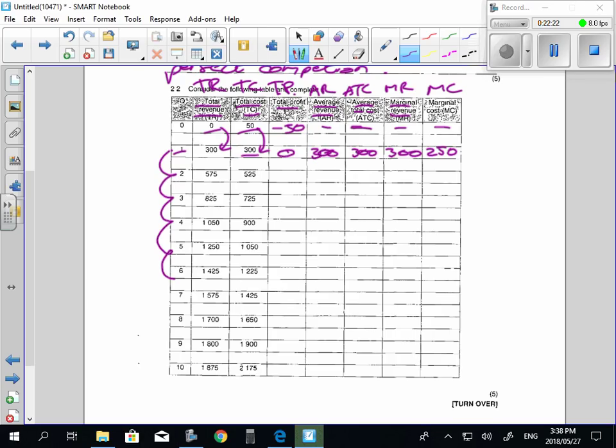Okay, so let's do our total profit column. Total profit is total revenue minus total cost. So 575 minus 525 gives us 50. 825 minus 725 equals 100. 1050 minus 900 gives us 150. 1250 minus 1050 gives us 200. That should be 200. And then 150.